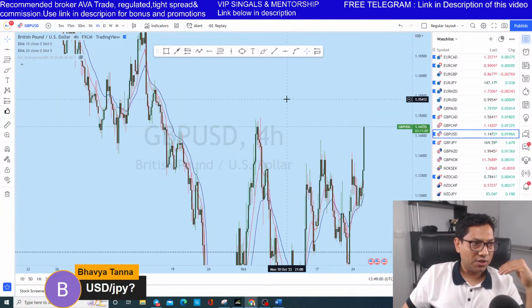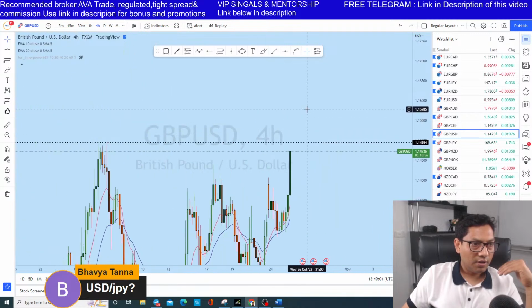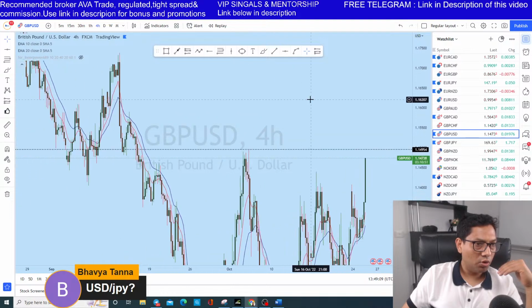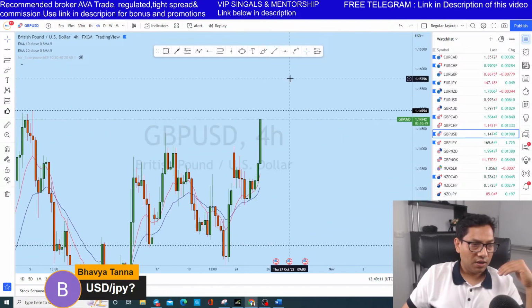As you can see, the price already reached this resistance level. Okay, if this one is hitting this resistance, it is not impossible to see that in fact this is a reversal.